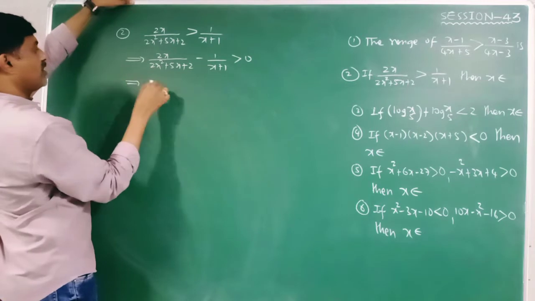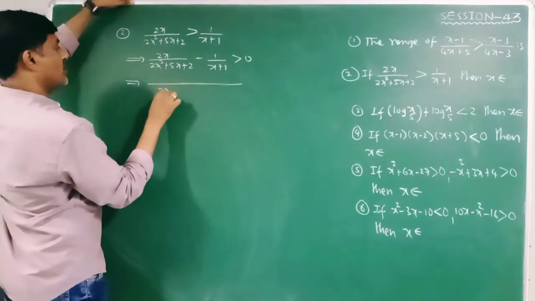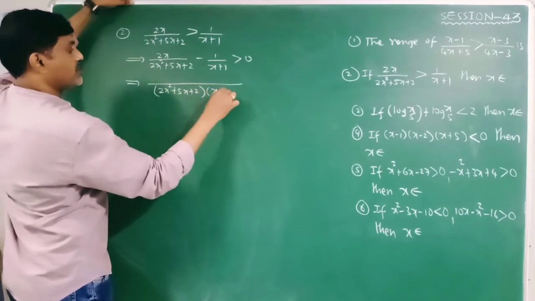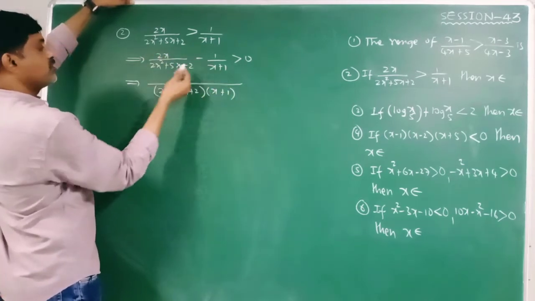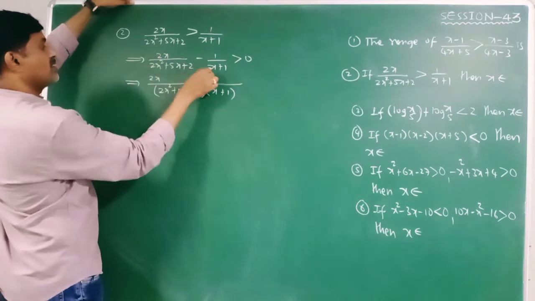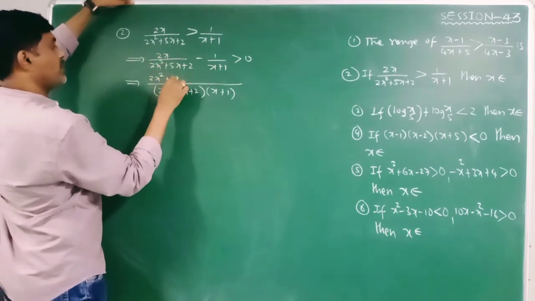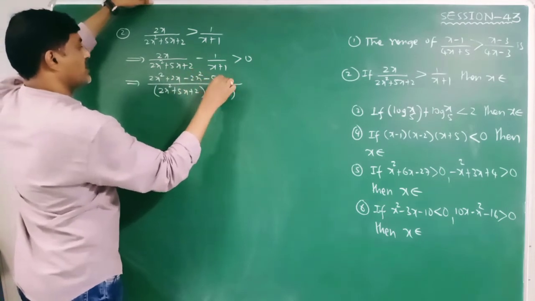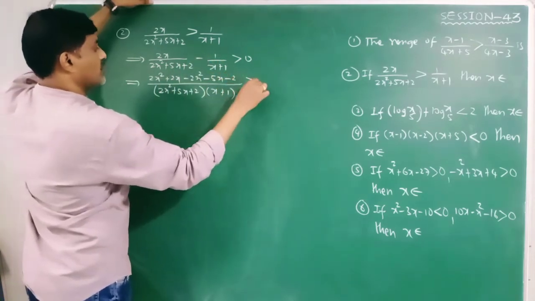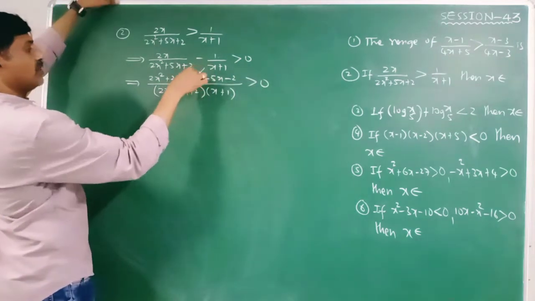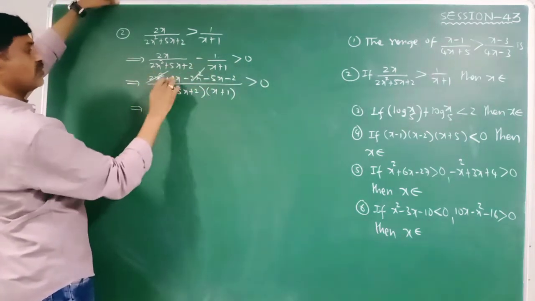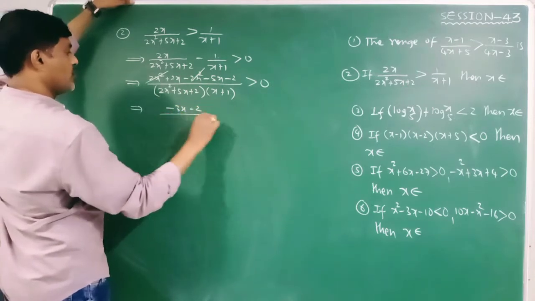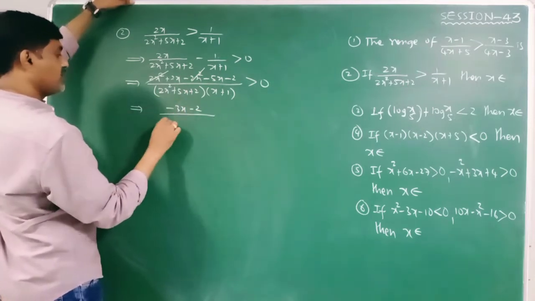is greater than 0. Now what is the LCM? It is (2x square plus 5x plus 2) times (x plus 1). Now 2x into (x plus 1) is 2x square plus 2x. Minus of this: minus 2x square minus 5x minus 2 is greater than 0. Here 2x square cancels, 2x minus 5x is minus 3x minus 2.